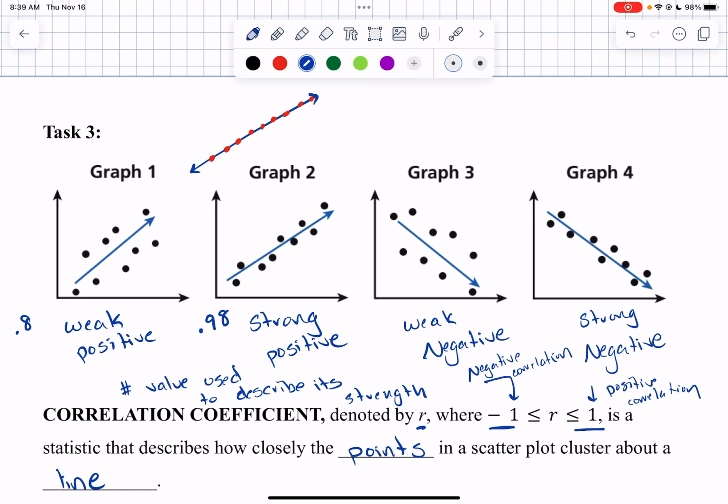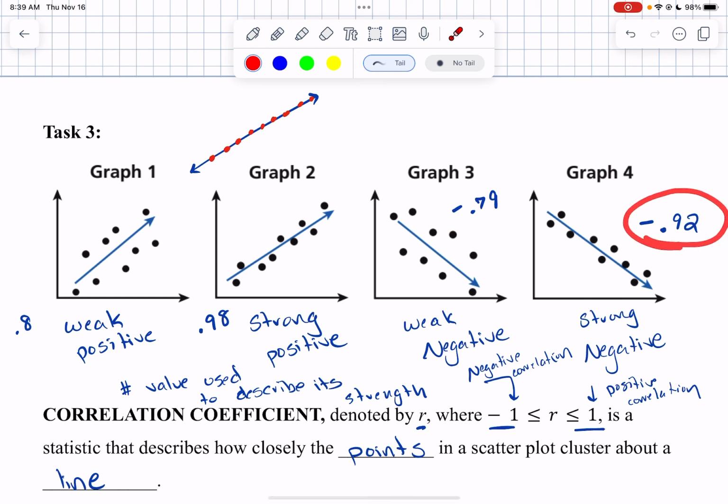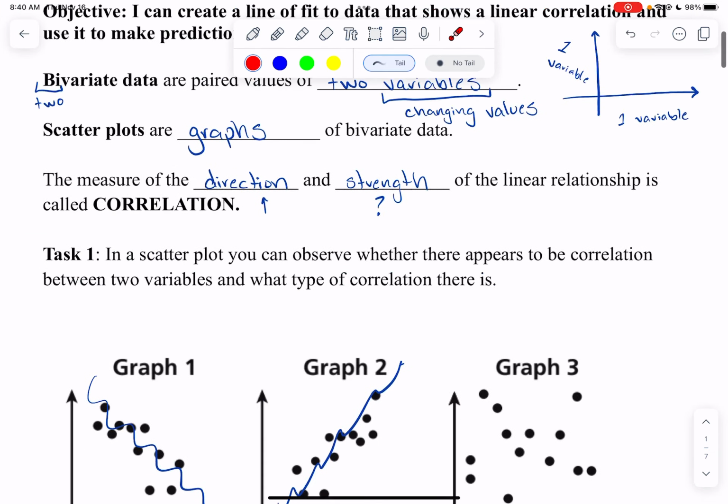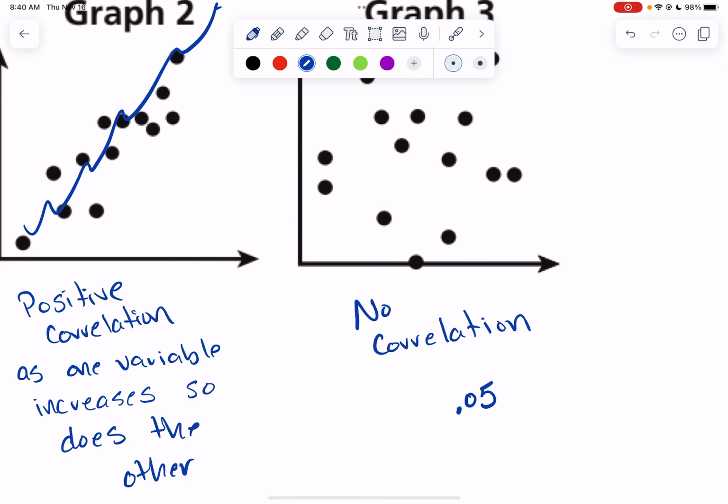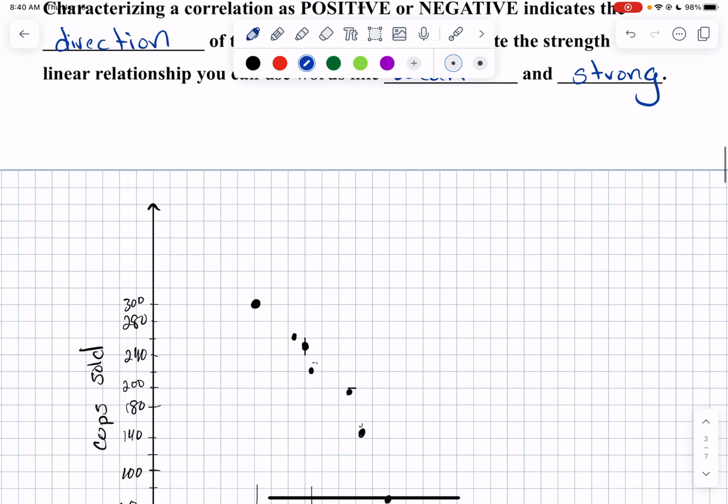Okay. Whereas this graph 3 might have a correlation coefficient of negative 0.79. And this graph 4 would be negative 0.92. So you can tell that these are both negative correlation, and this one is much stronger than this one because it's closer to that -1. Whereas if we looked at a graph of no correlation, this one might have a correlation coefficient of like 0.05, really close to 0. If it's close to 0, there's really no correlation there at all.